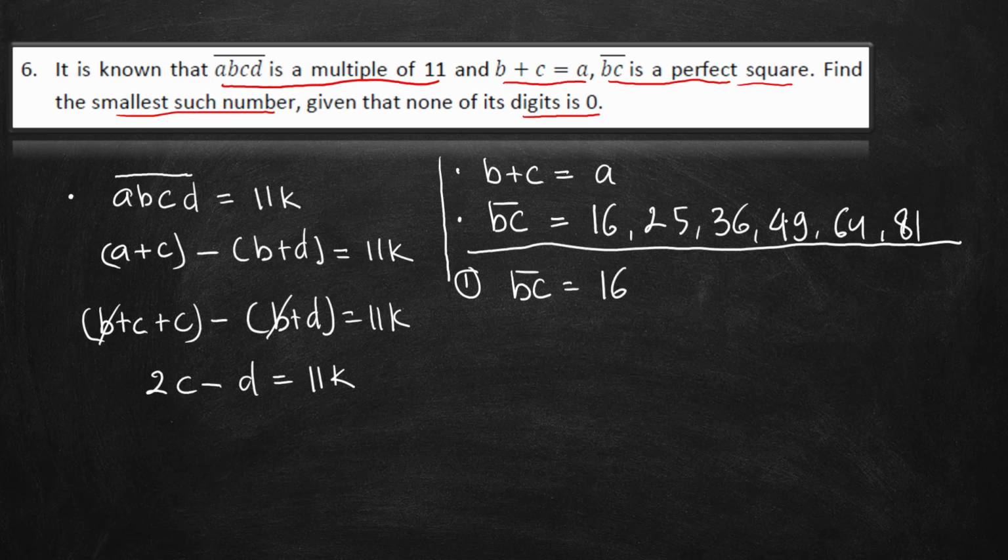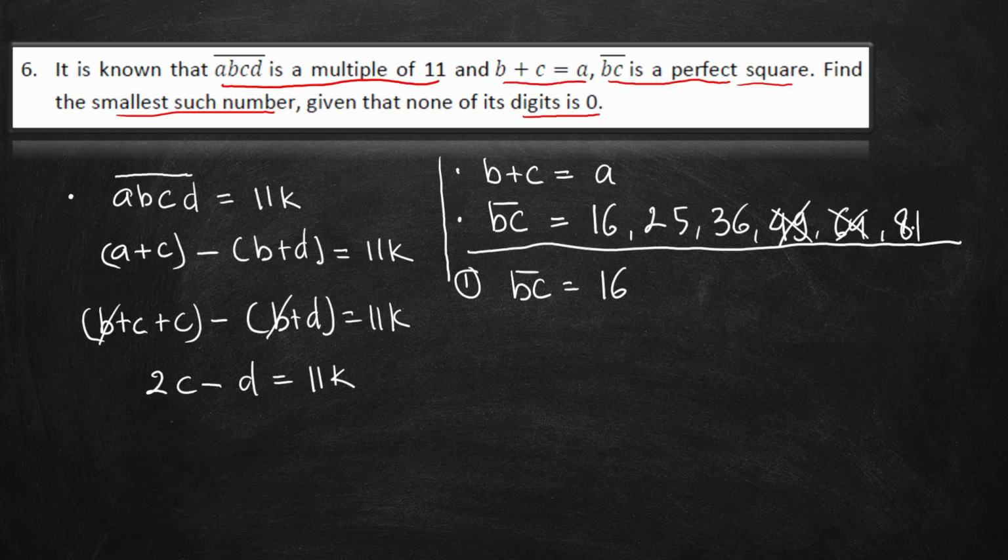But from here, we see that for 49, since B plus C equals A, if BC equals 49 then A will be equal to 13, which is impossible because A must be a one-digit number. So this one is not possible. Same thing with 64. So we will only check these four numbers. If BC equals 16, it means that A will be equal to 7. For 25, A is 7 as well. And then for 36, A will be equal to 9.